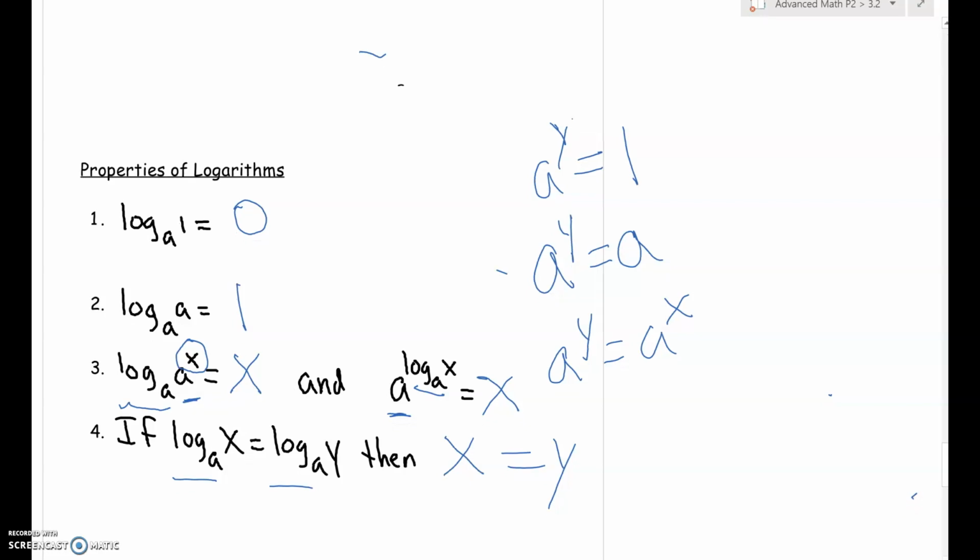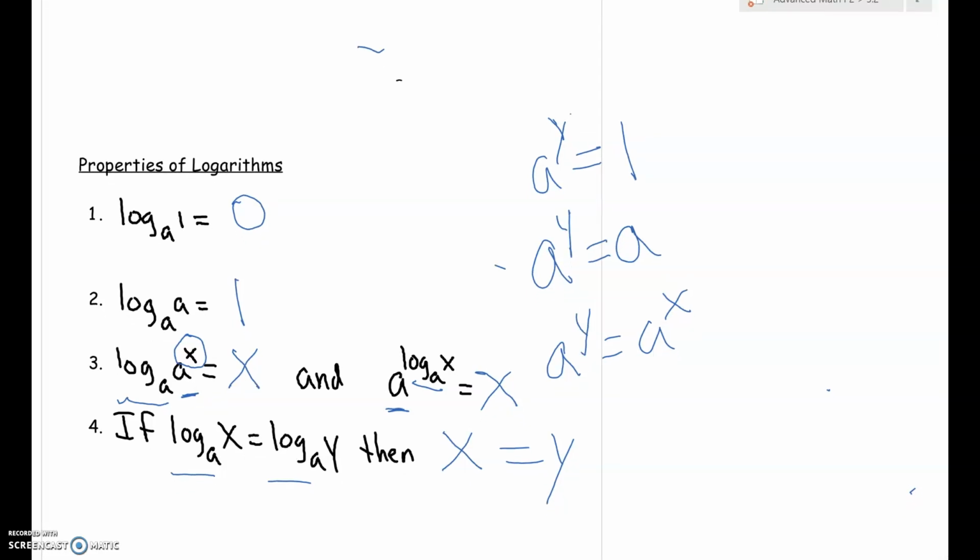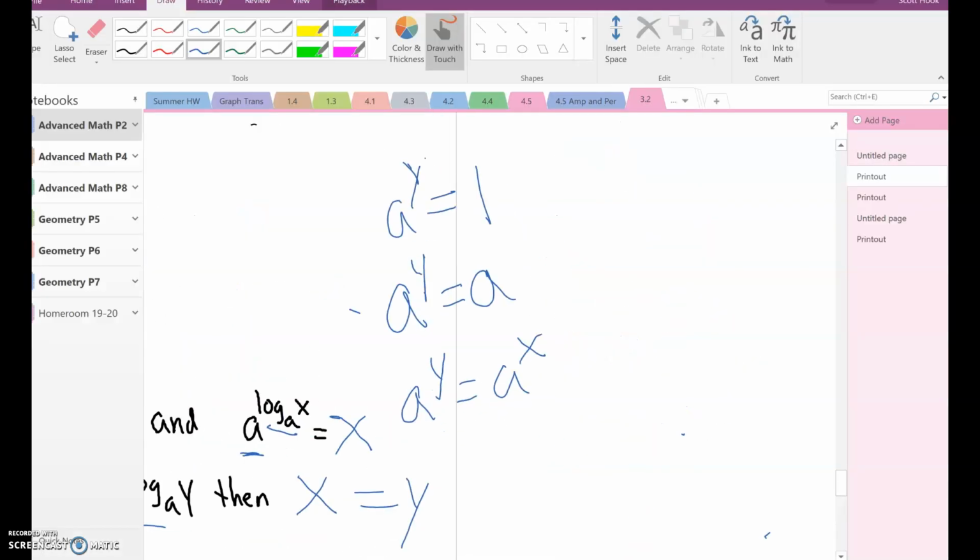All right. So that's looking at the properties there, and I wanted to cover that. We do have a few examples to look at in terms of that.